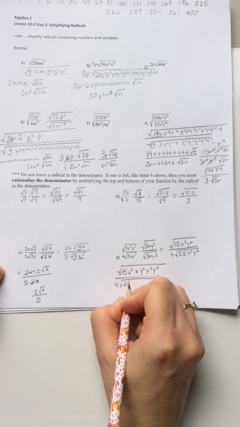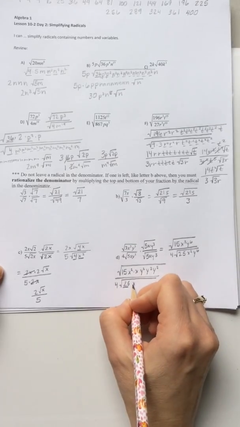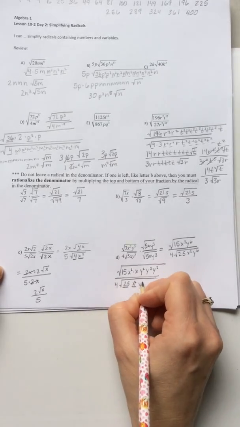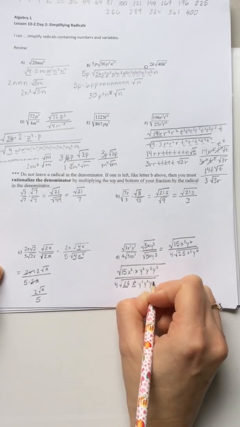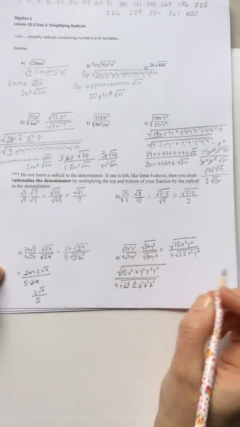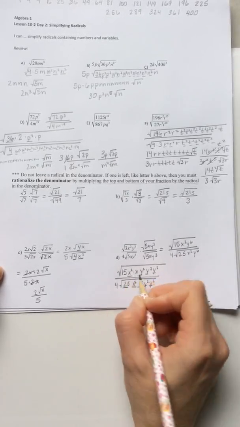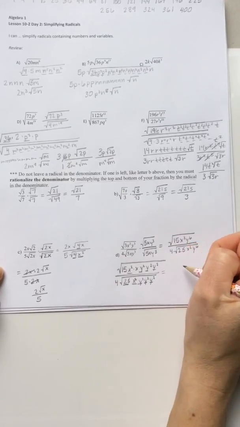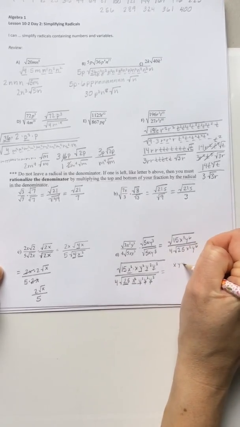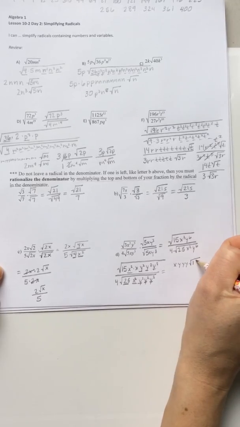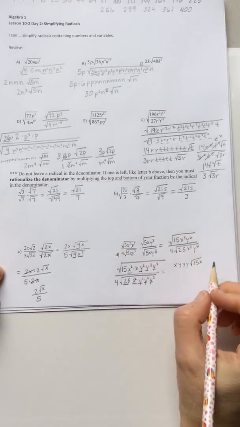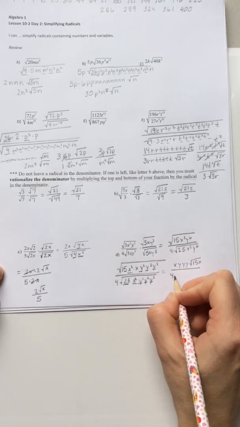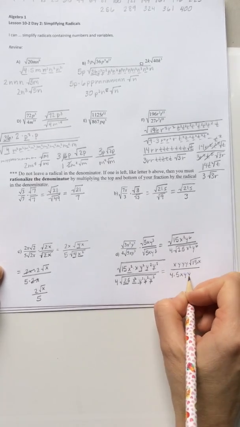At the bottom, the 25 is already a perfect square. X squared is already a perfect square. And y to the 6th can be broken up into 3. So all of these things are perfect squares. When we pull them out, we get x, y, y, y, radical 15x. The bottom, 4 times 5, x, y, y, y.